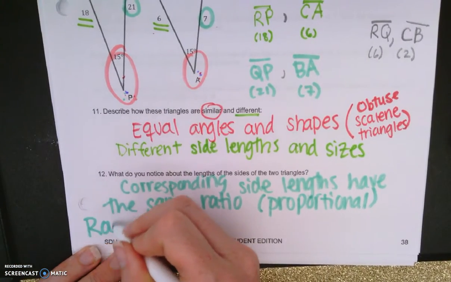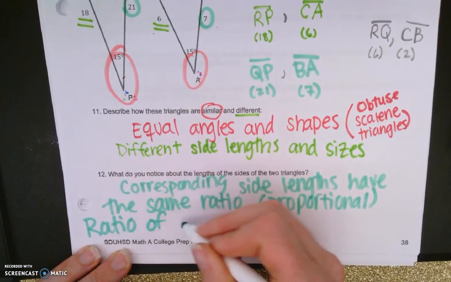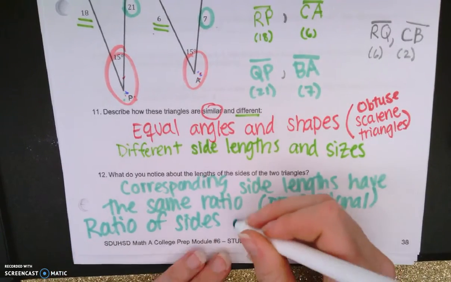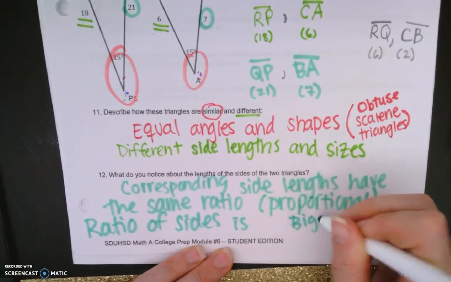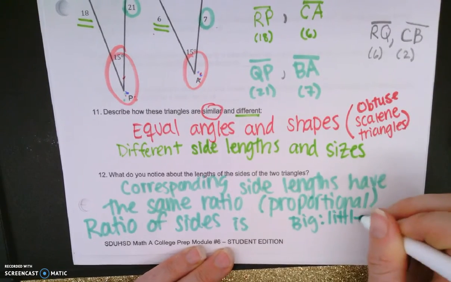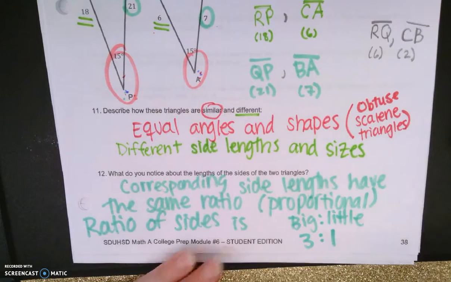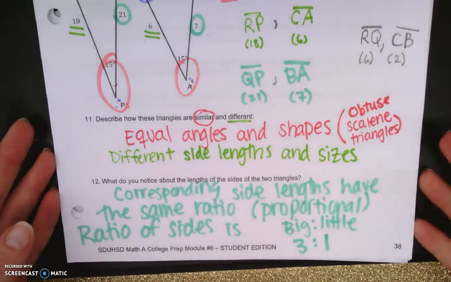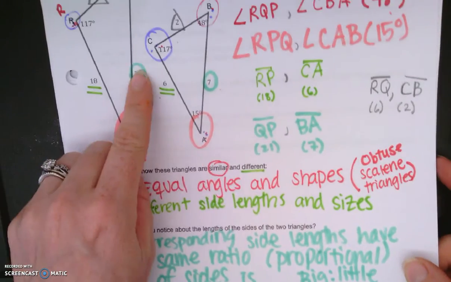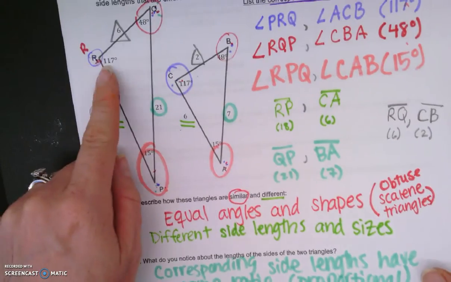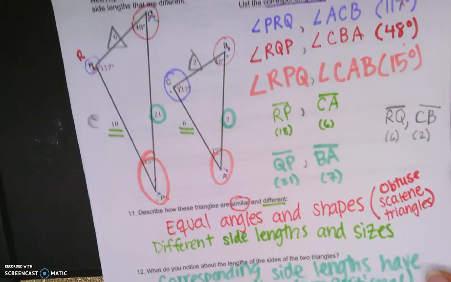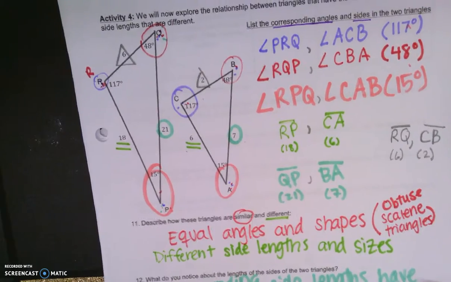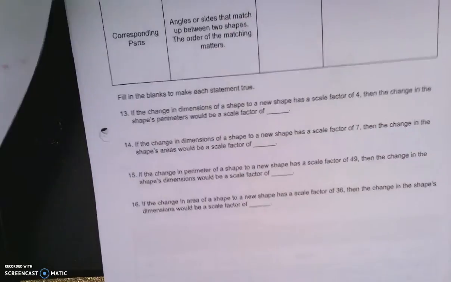The ratio of sides is, if I went from big to little, 3 to 1. All the ratios reduce to 3 to 1. Because these shapes have proportional side lengths, because all these ratios are equal to each other, 21 to 7, 18 to 6, 6 to 2, these shapes have a very special relationship that we're going to see on the next page. Please turn the page with me.